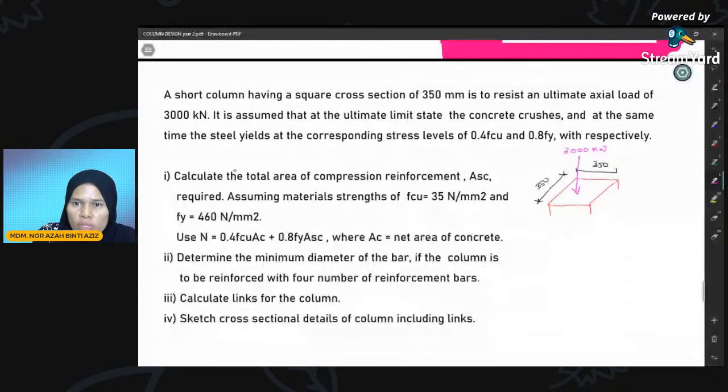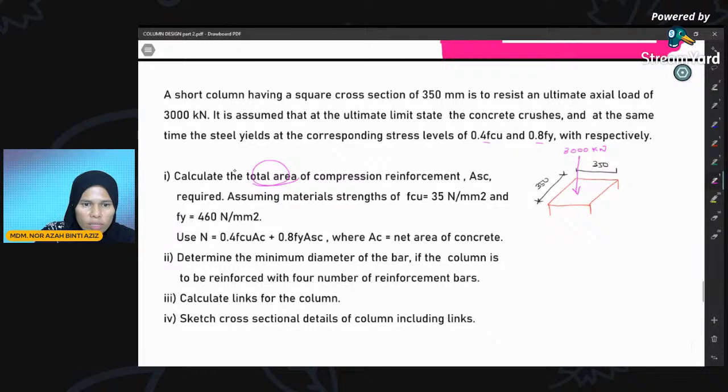You see, you are just given the concrete stress and steel stress, right? So you have to remember, the formula is already given. N equals 0.4 FCU AC plus 0.8 FY ASC, where AC is the net area of concrete. FCU given is 35 Newton per millimeter square and FY given is 460 Newton per millimeter square. So first we will calculate the area.